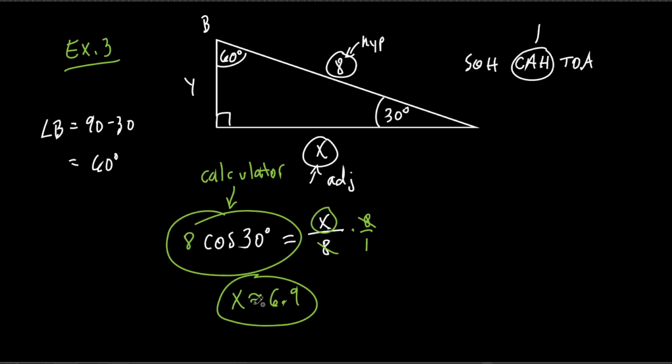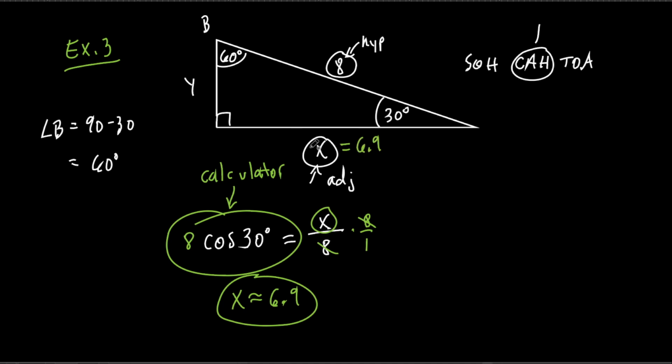Everybody see that? So if you have a graphing calculator, you do it just the way it looks right now, 8 cosine 30. If you have a scientific calculator, you got to hit the 30 first, and then you hit cosine, and then you hit times 8 equals, and then you'll still get the same exact thing. You got to practice with this. You got to make sure you know how to use your calculator. And that's what that side is. It's 6.9. That's the length of it.